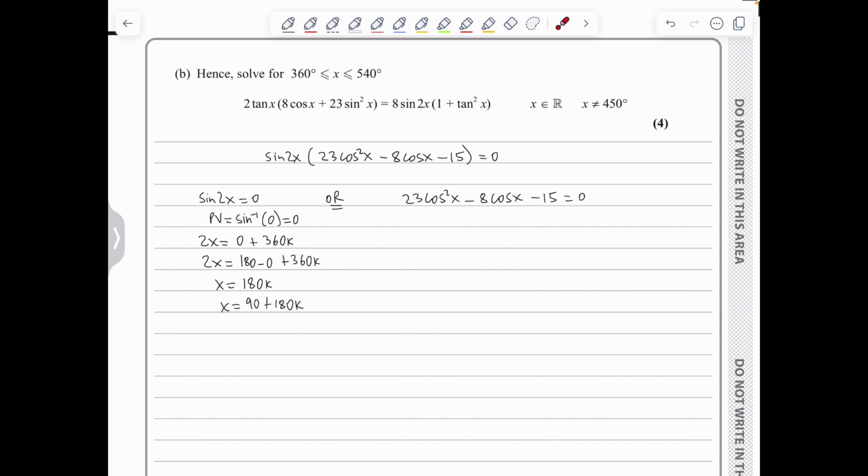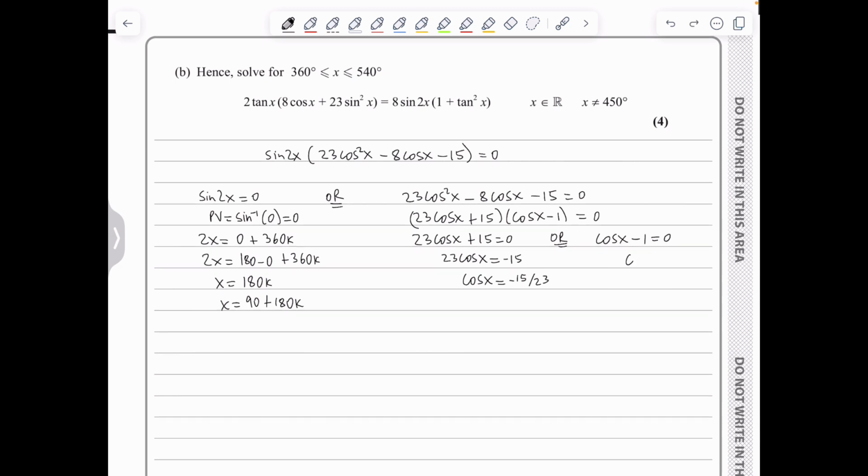Whereas on the right hand side, I will be factorizing the quadratic in cos x to get 23 cos x plus 15 in the first bracket, and cos x minus 1 in the second bracket being equal to 0. So we've got 23 cos x plus 15 is equal to 0, or cos x minus 1 is equal to 0. So 23 cos x is negative 15, which means that cos x is negative 15 over 23, whereas for cos x minus 1 is 0, we've got cos of x is 1, and I can now proceed in finding the principal values.